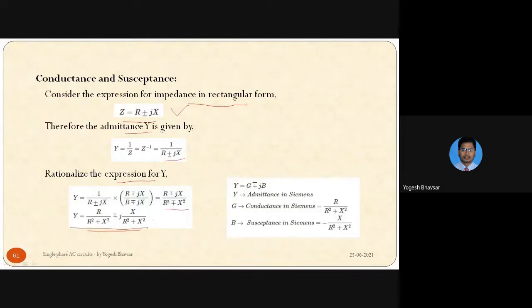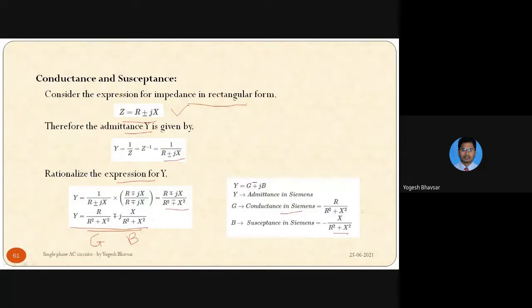And therefore it is given by Y is equal to G ∓ JB, where G is the conductance in Siemens, and that is given by R divided by R square plus X square. So this term we are representing by G, and this term we are representing by B. So B is the susceptance in Siemens. It is equal to X divided by R square plus X square.